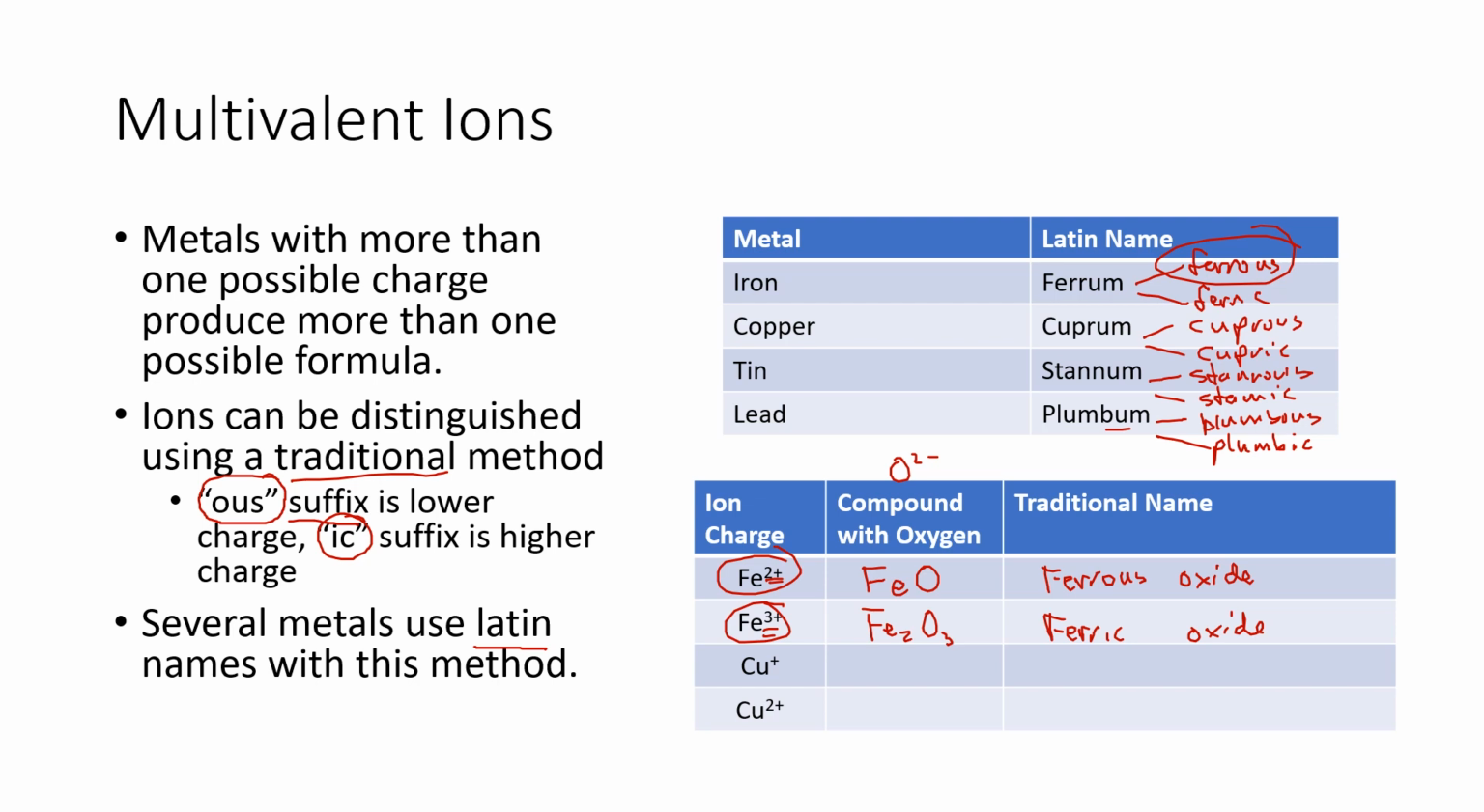Then we're going to look at these last 2 here with copper. We got a lower and a higher, so we're going to use cuprous and cupric. With the lower one, the charge on the oxygen is 2. It's going to be like that. With the higher one, they're going to even out. We're going to have 1 of each.